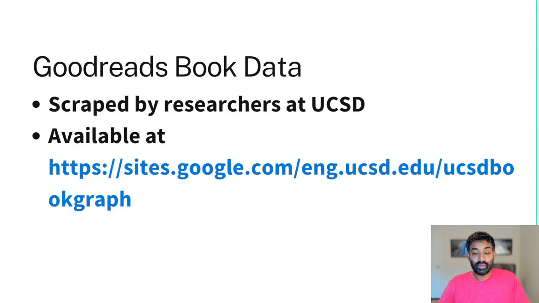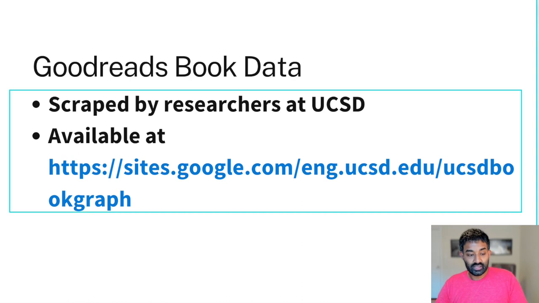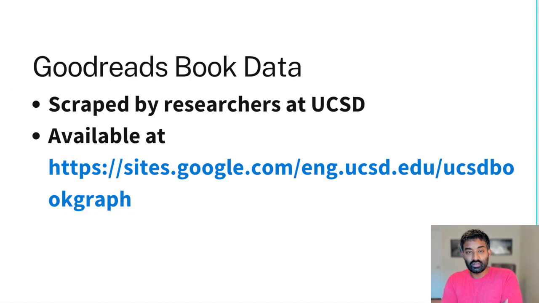But for now, basically, we'll be using Goodreads book data that was scraped by some researchers at UCSD. And that data is available at this URL. And the reason why we're using this data set instead of the Goodreads API is there is no API. Goodreads ended their API access a couple of years ago. And scraping Goodreads can be quite difficult, especially at the scale that we want to scrape. This data set has hundreds of millions of ratings, which would be very difficult for us to scrape in a reasonable amount of time. So this data set will help us make our recommendations.